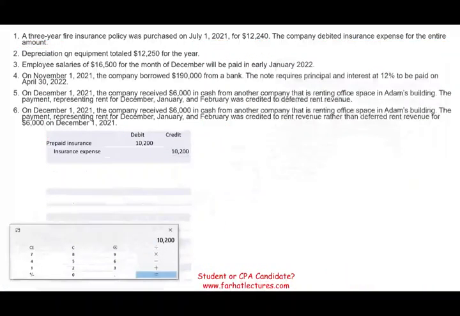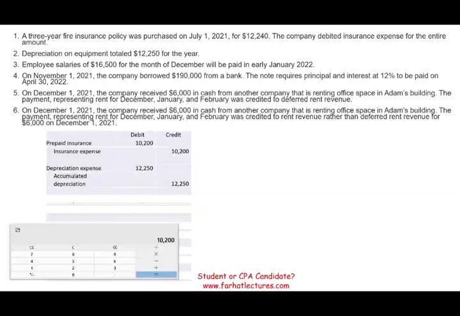adjustment. Depreciation on the equipment, total 12,250. Hopefully you should memorize this by heart. When you book depreciation, it's depreciation expense, accumulated depreciation. Notice, depreciation expense is an income statement account. It went up. Accumulated depreciation is a balance sheet account. It also went up. They both went up. Remember, we affect a balance sheet account and an income statement account.